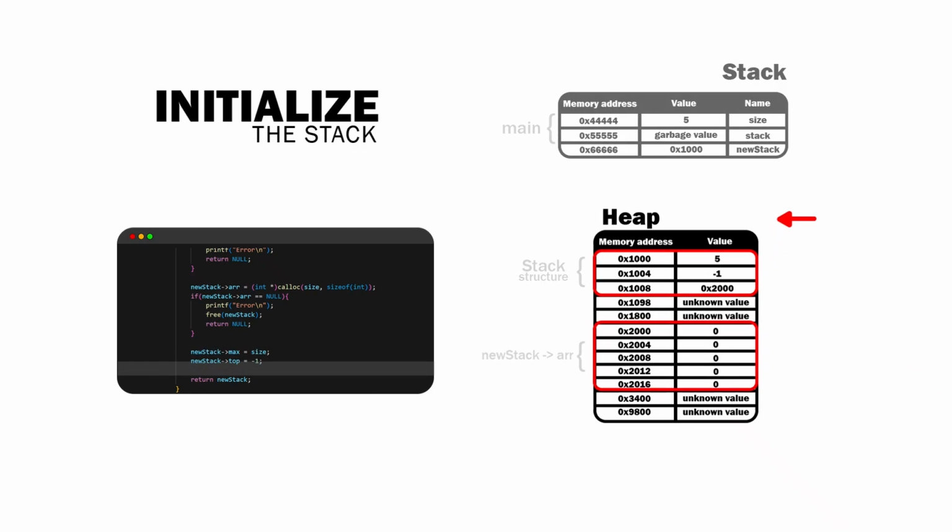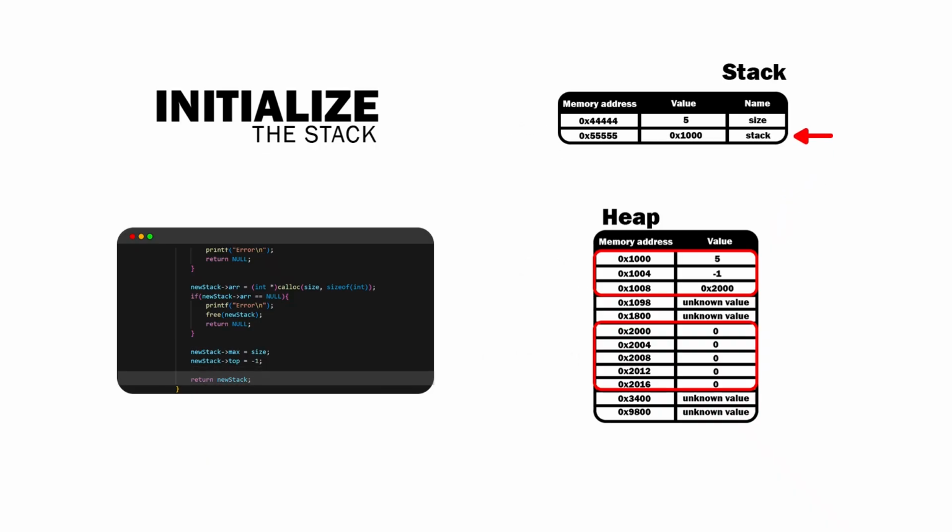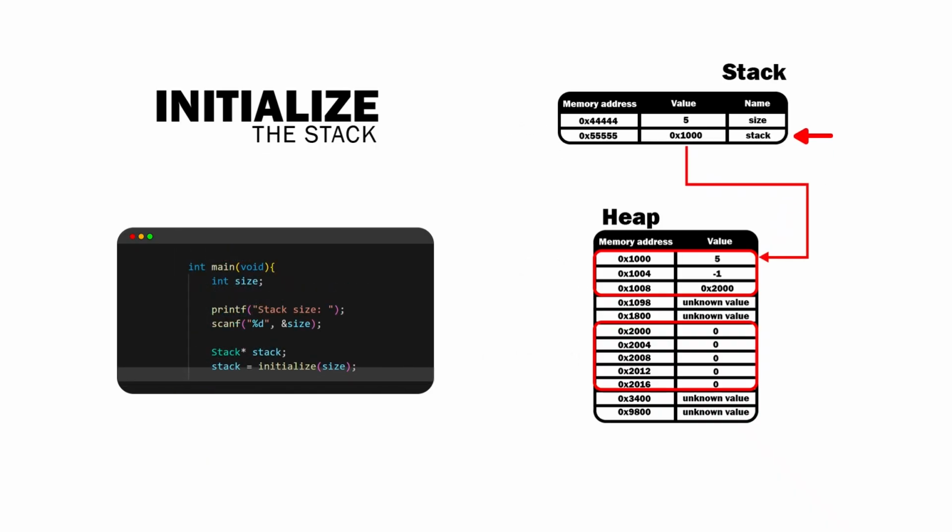The function finally returns the pointer newStack to the caller, which is main. However, since newStack is a local variable, it disappears once the function finishes execution. Fortunately, the pointer value it held is returned, and in main, it is assigned to the stack pointer. So now, stack points to the heap allocated structure and remains alive as long as we keep using it.